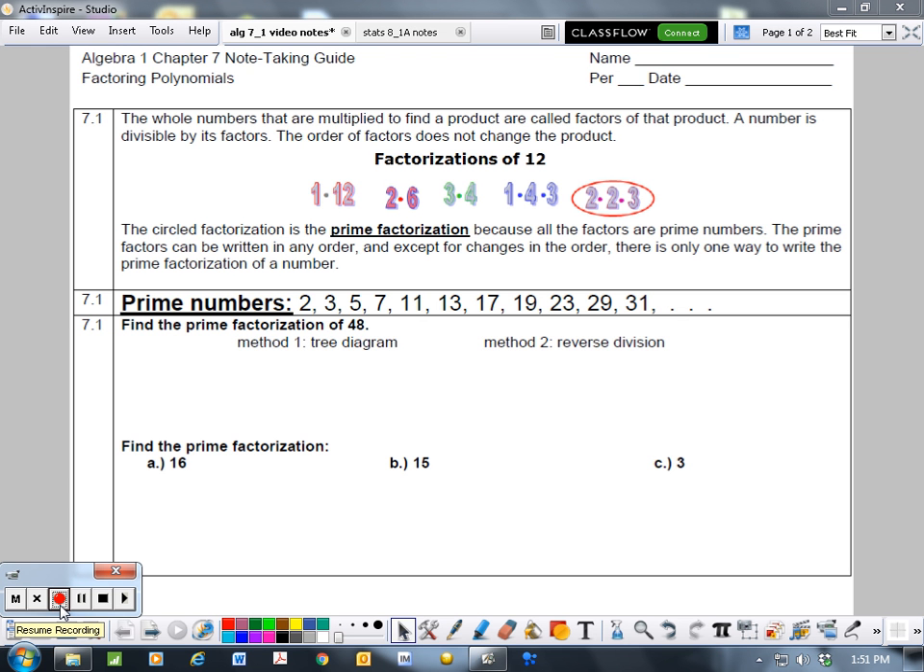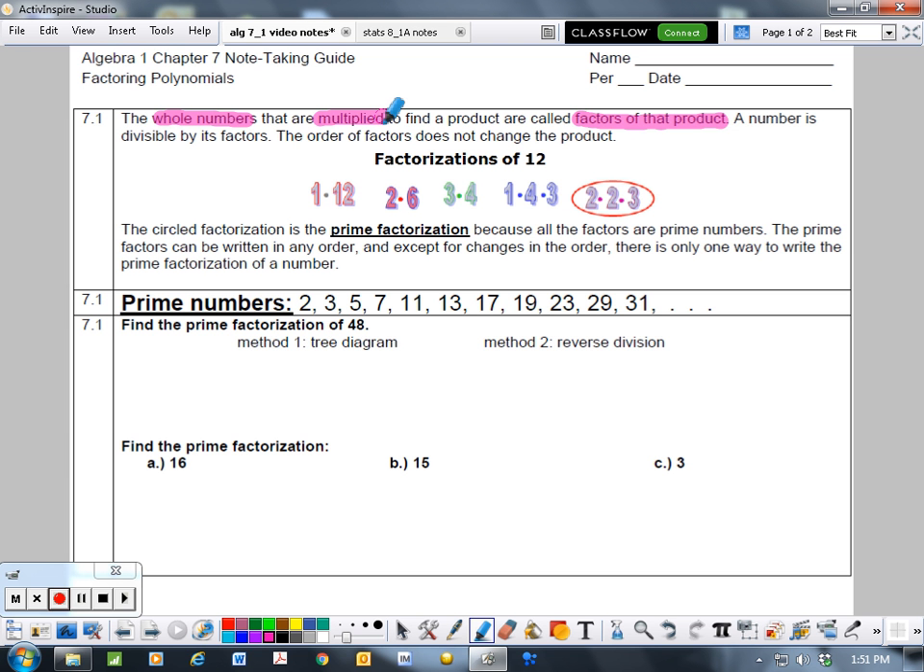Okay, so we're going to go ahead and start talking about factoring polynomials. But the first thing we have to do is talk about factorizations, breaking down numbers. So the whole numbers that are multiplied to find a product are called the factors of that product. So we're talking about whole numbers that are being multiplied.